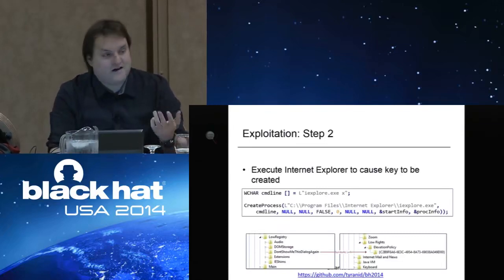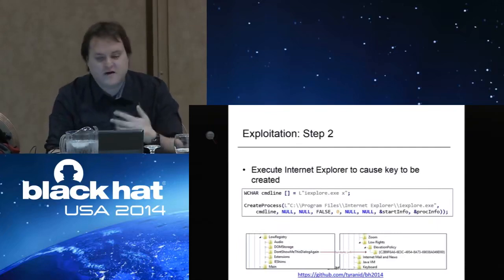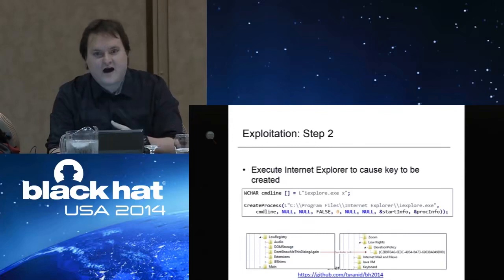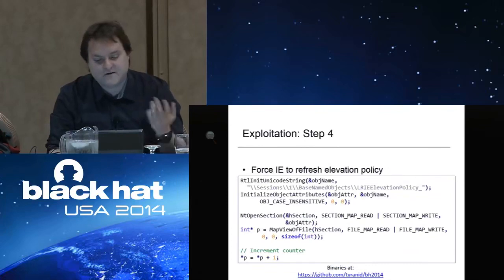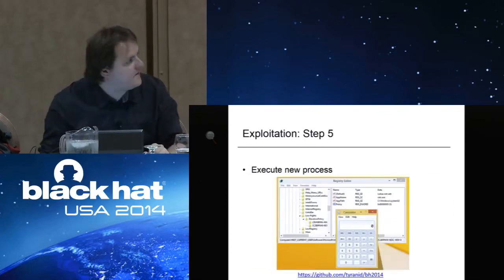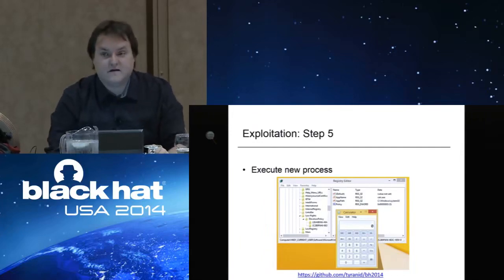So at the very least, this is an arbitrary registry key creation, which may or may not be that useful. But because it sets the security, I can now modify that at will. I can fill in my registry elevation policy, do a bit of refreshing, and obviously you can get calc to pop up quite easily.